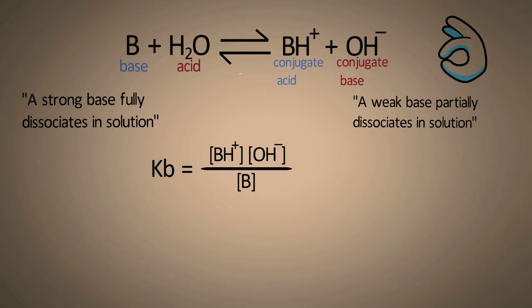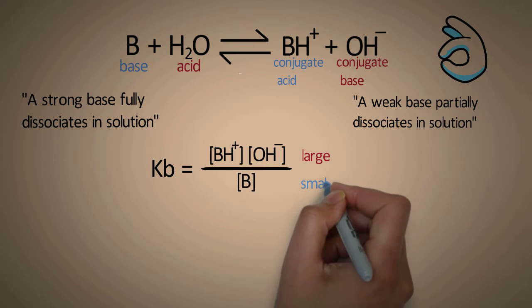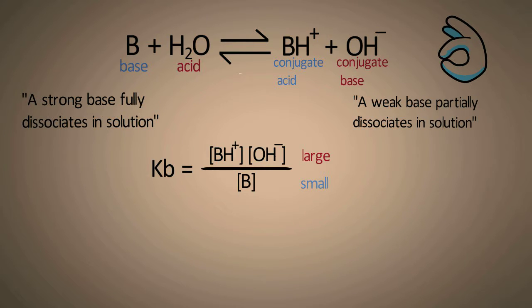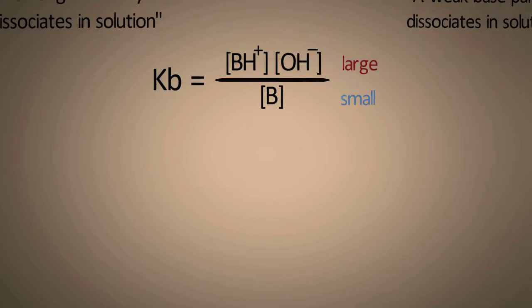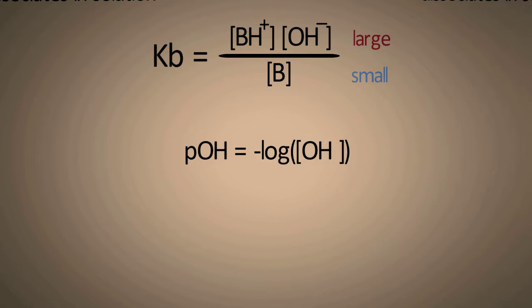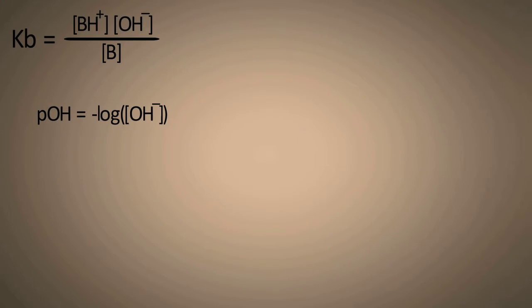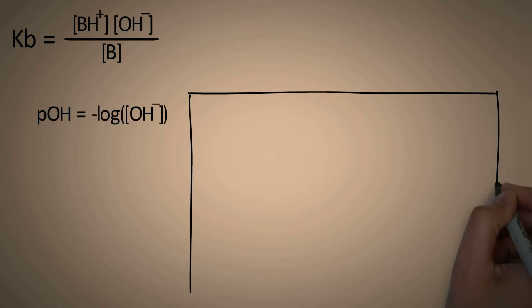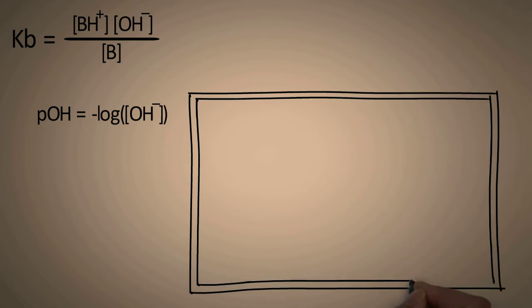Taking a look at our Kb equation, just like an acid, if our base is strong, there will be more products, making a higher value for Kb. And with bases, it is the OH- we are interested in, which we can convert by taking the minus log of OH- to get pOH, exactly the same as getting the pH from an acid.